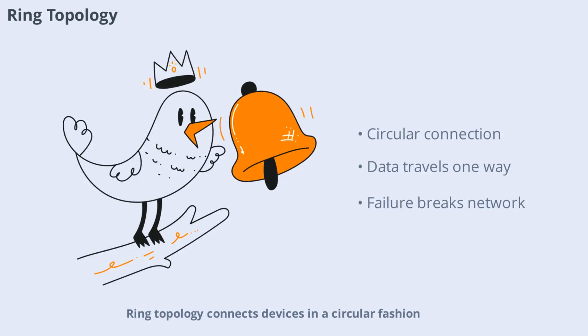Ring topology connects devices in a circular fashion, where data travels in one direction around the ring. If any single device or connection fails, the entire network can be disrupted. While ring topology is simple and orderly, its main drawback is vulnerability to failures.